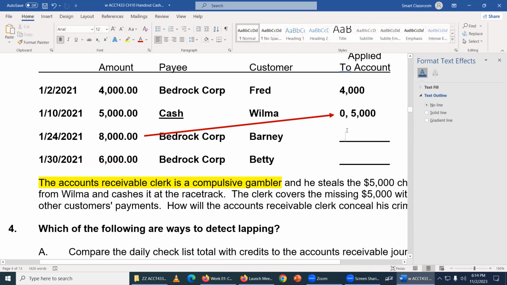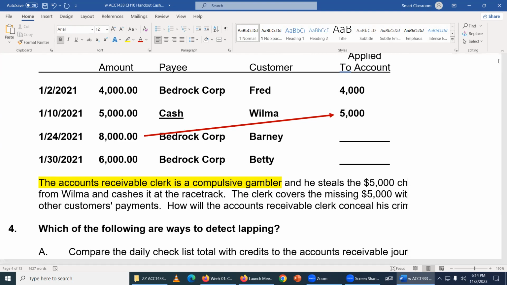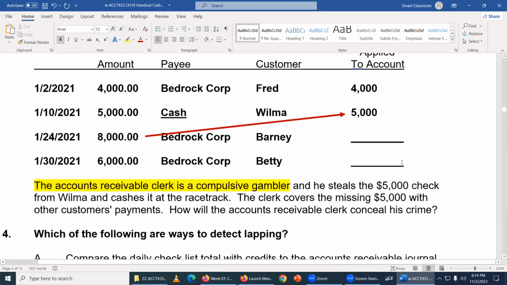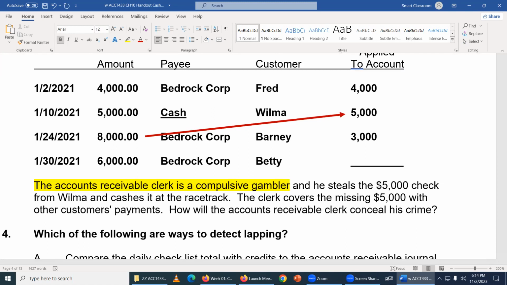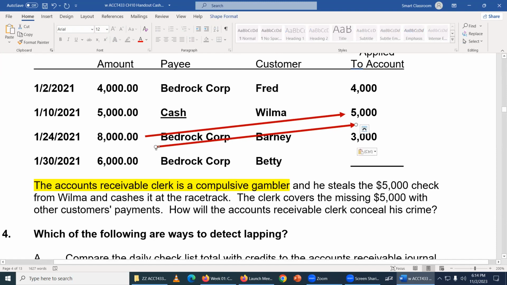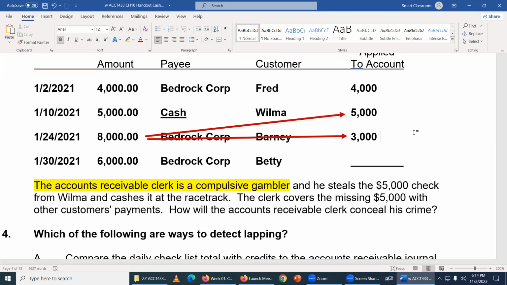Okay, so we got to get Wilma off our back. So we get Wilma off our back, and we give $5,000 to Wilma. Now, we don't have 8,000 to put in Barney's account, but we do have 3,000. So we'll put 3,000 in Barney's account. So that 8,000 is split up between Wilma and Barney. So now we got Wilma off our back.